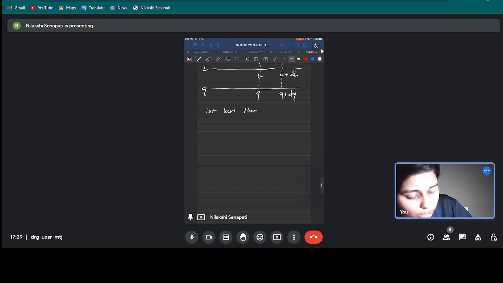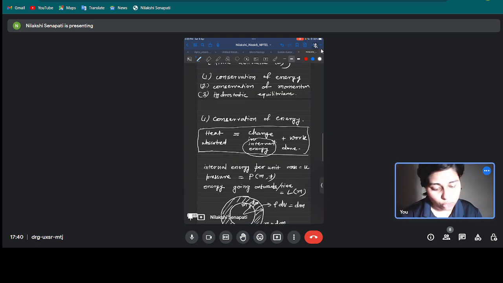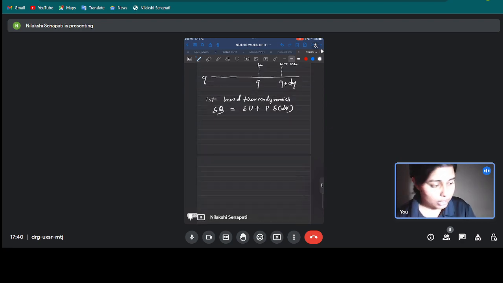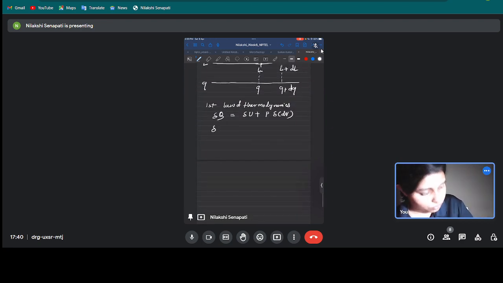Now we'll use the first law of thermodynamics. And we know what that is: delta Q equals delta U plus P delta dV. And I have already mentioned, when I use small d, then it is a spatial derivative, and when I use delta, which I'm using right now, then it is a time derivative. So this is the first law of thermodynamics, which I can write as equation 1.